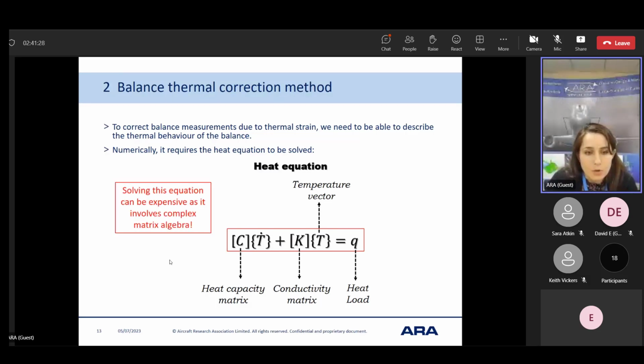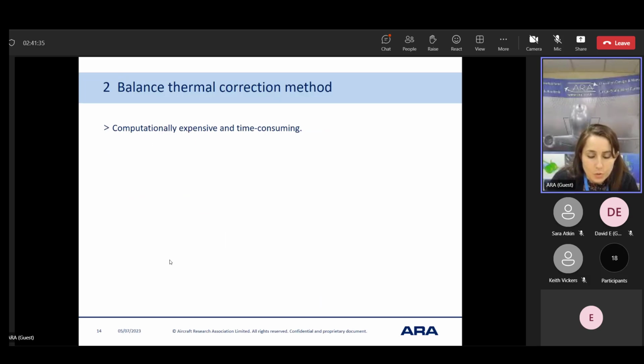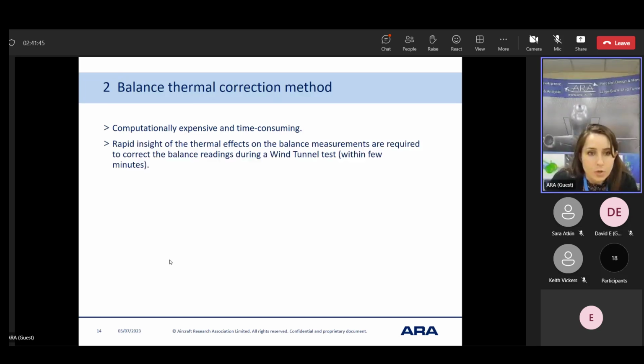This equation is very expensive to solve as it involves complex matrix algebra. As well as being computationally expensive, it's also time consuming. To solve this equation takes quite a lot of time. In the wind tunnel, we need a rapid insight of the thermal effect of the balance in order to correct the balance readings quickly during the balance operation, as I said previously, within a few minutes.